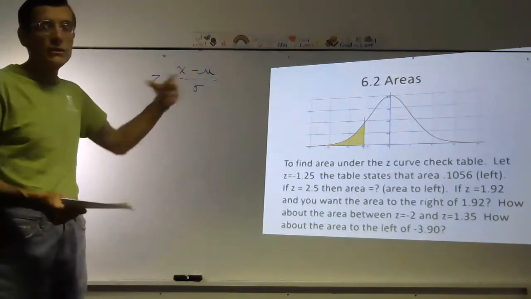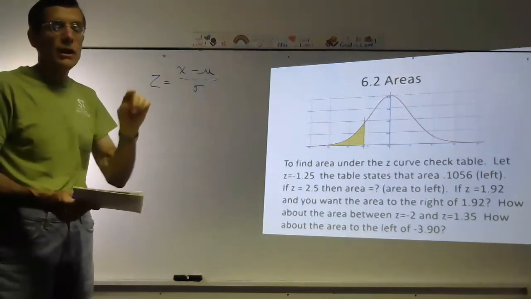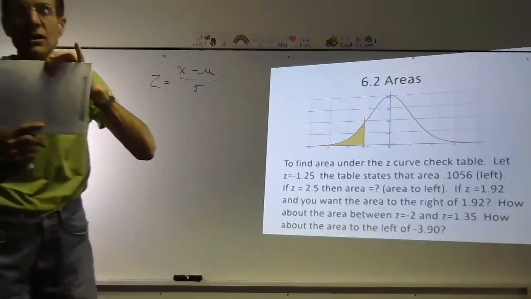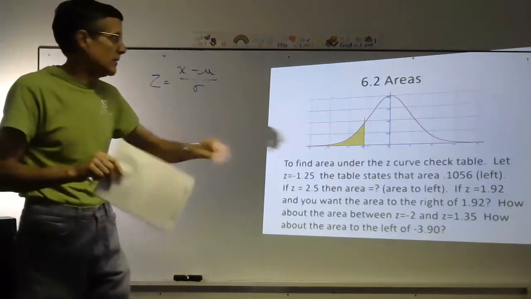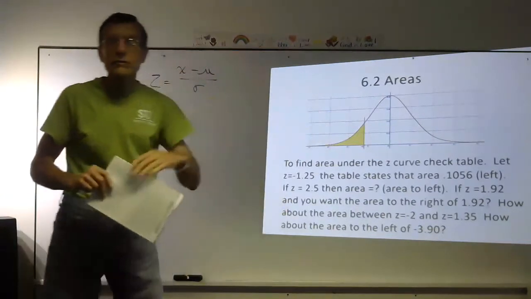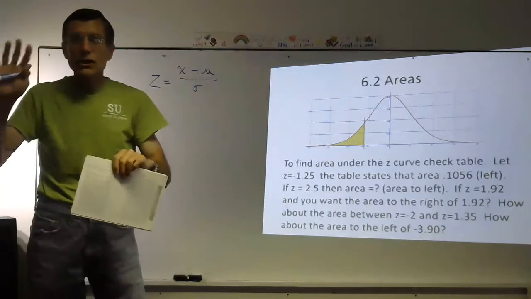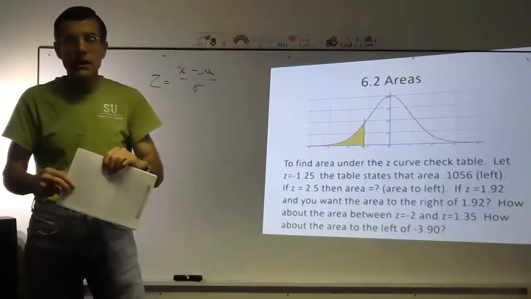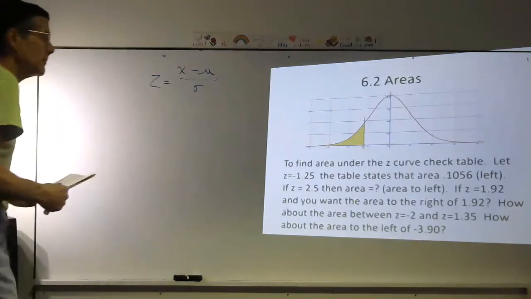Using this formula, you find your Z value and you look it up, and you always, always, always get the area to the left on the chart, like this yellow region, to the left. Did you all hear that? I'm going to say it again. You always, always, always get the area to the left, okay? So make sure you're with me on that.